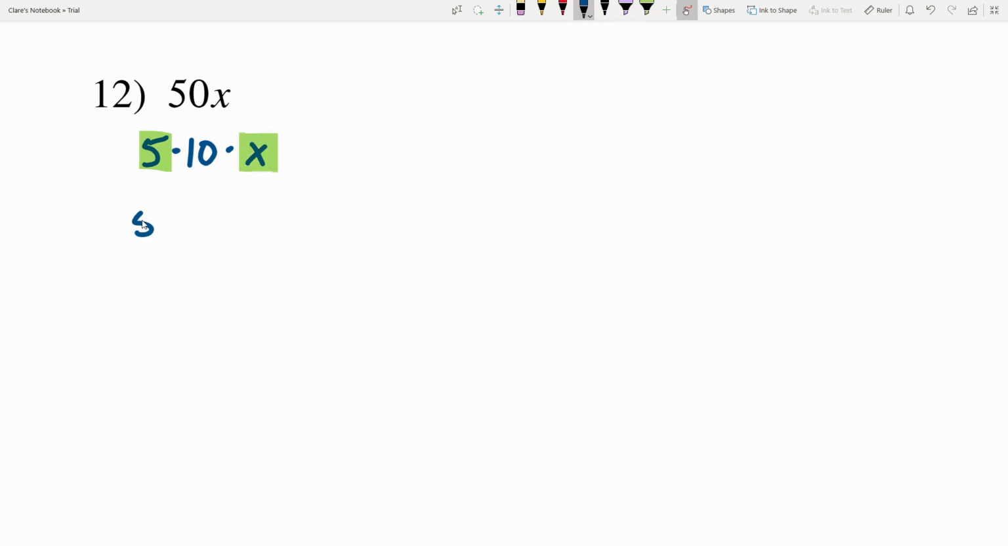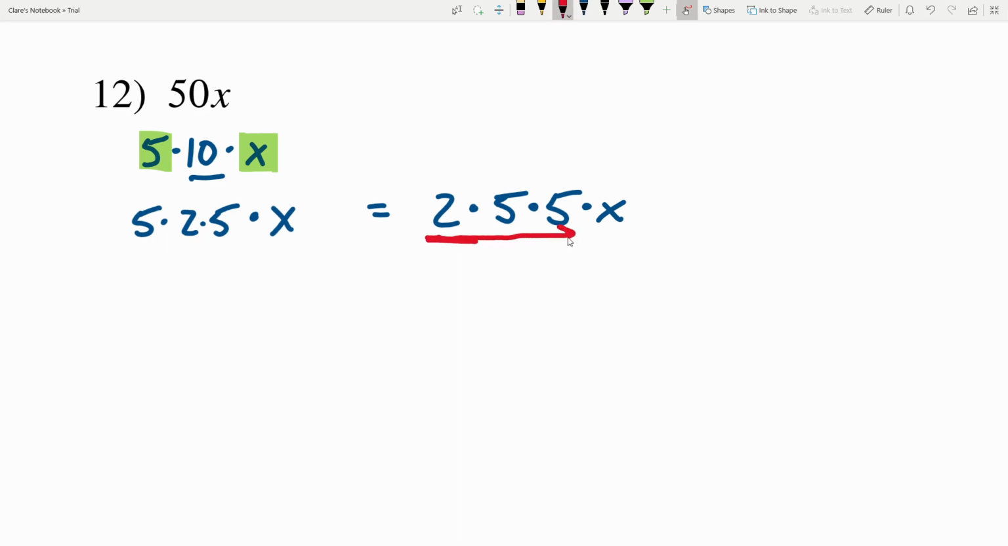So I'll have 5 times 10, which is 2 times 5, and that's all multiplied by x. So now just writing them in order, I'll have 2 times 5 times 5 times x. And when I say writing them in order, I'm just starting with my lower number, working my way up to my greater numbers. So 2 times 5 times 5 times x is my solution in number 12.